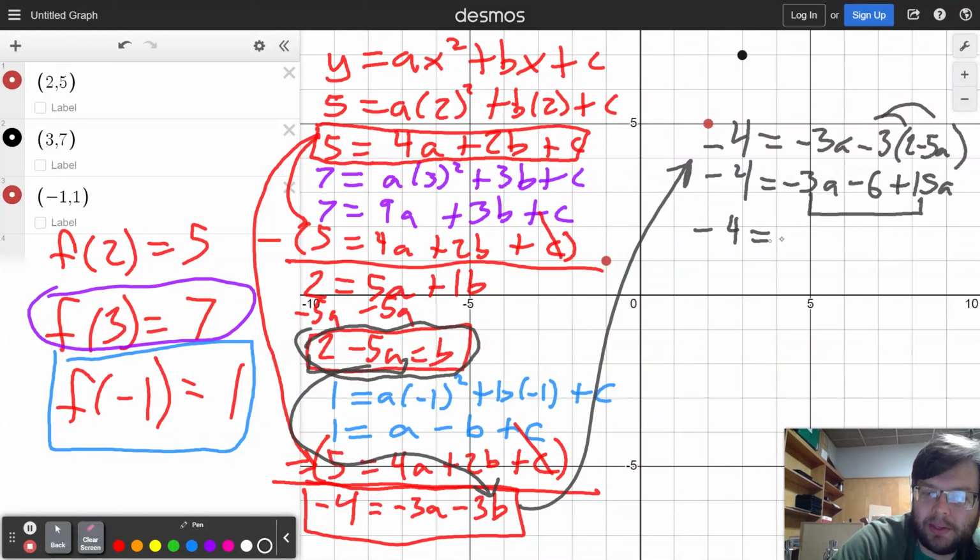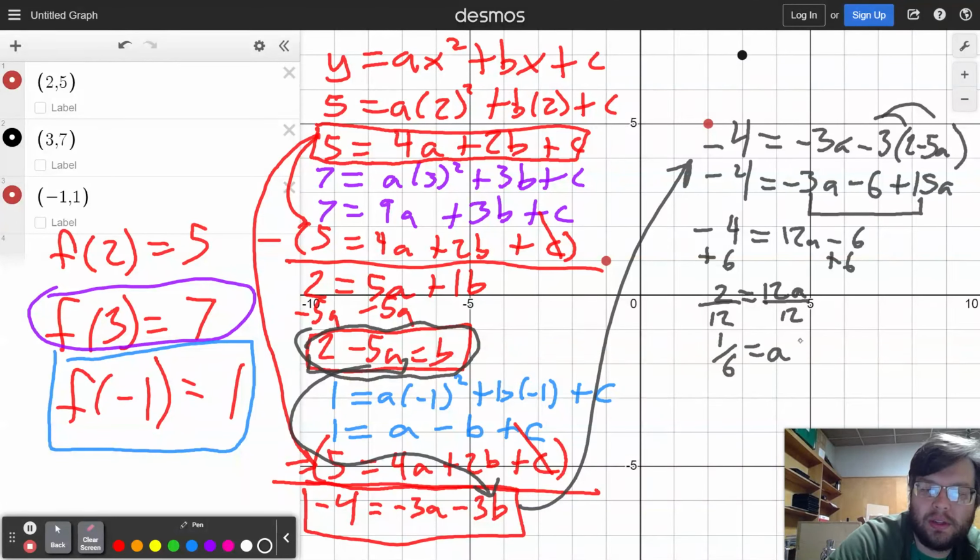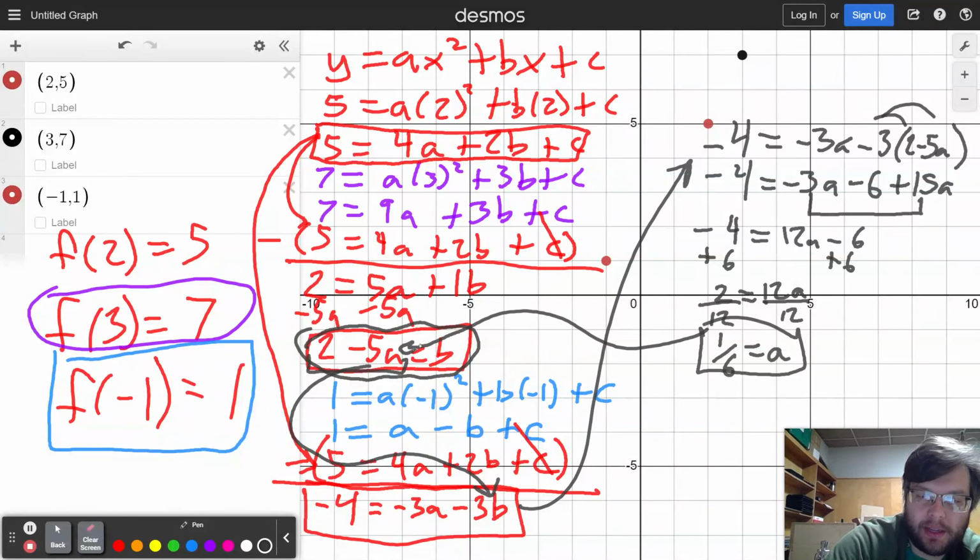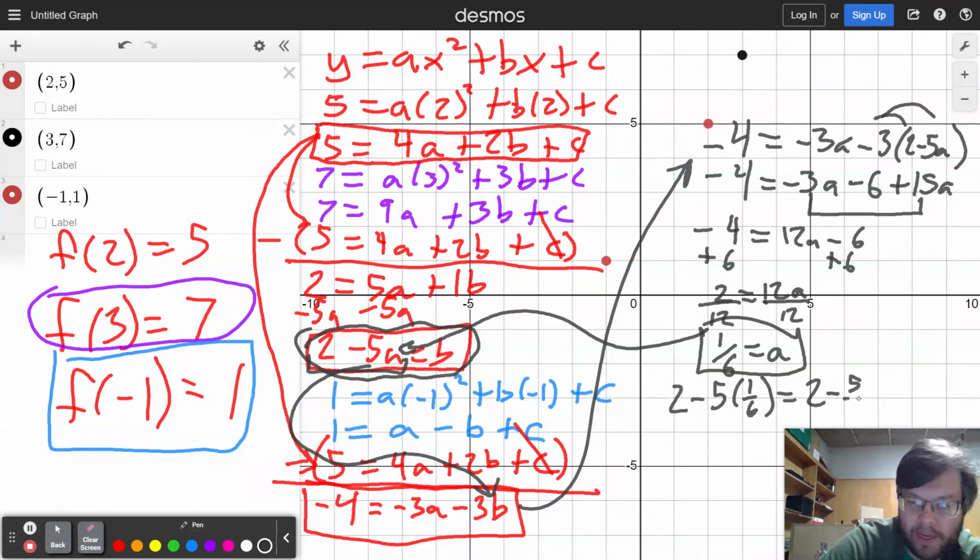Now I'm going to combine my like terms. I'll get 12a. Now I'll add 6 to both sides. I'll get 2. Divide by 12, I get 1/6. Okay, take that value, plug it back in here to get b. 2 minus 5a is 2 minus 5/6. Let's make them both out of sixths, so I have 12/6, because 2 times 6 is 12. So I have 7/6 as my b value.